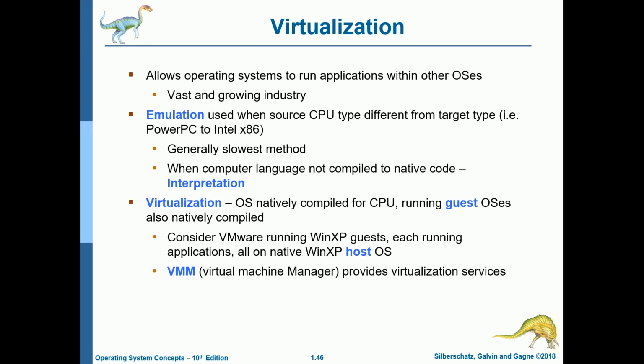Now, virtualization is increasingly becoming more important. There is a distinction, because emulation is when you emulate the hardware, or when you emulate a CPU type that is different from the target type. When we do this, we use a strategy called interpretation in order to achieve that. Virtualization is when you have some sort of operating system natively compiled for the CPU that is running guest operating systems that are also natively compiled. In order to achieve this, we have what's called a virtual machine manager that provides the services for virtualization.